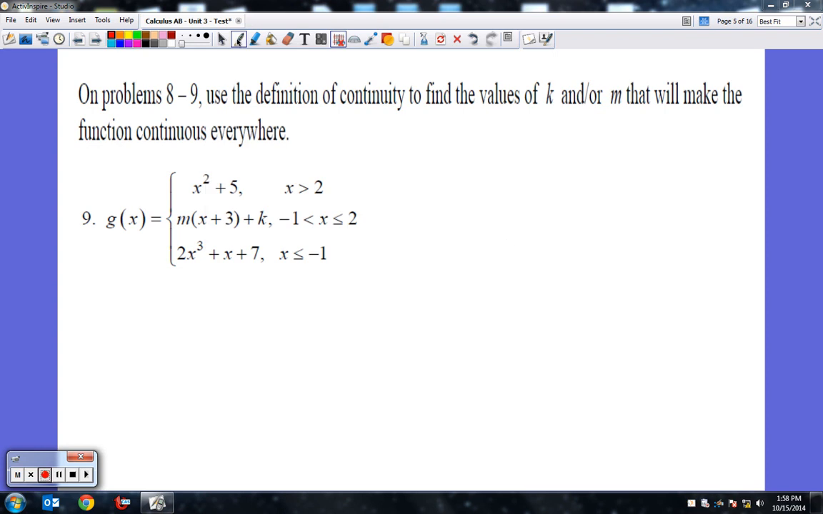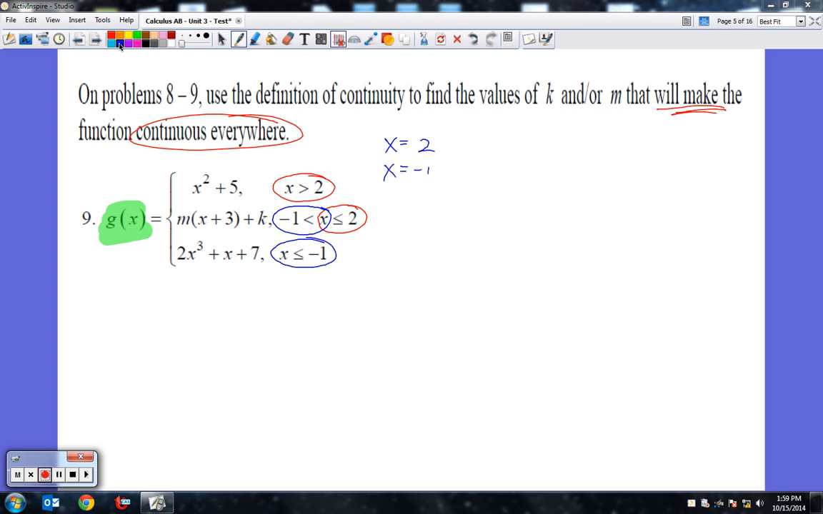Alright, number 9 says, use the definition of continuity to find the values of k and m that will make the function continuous everywhere. Our function is g of x. Our focal points that we should be looking at: I'm approaching 2 from the right, and I'm also approaching 2 from the left. So the first focal point is x is equal to 2. I'm also approaching negative 1 from the right and negative 1 from the left. So our second focal point is x is equal to negative 1.